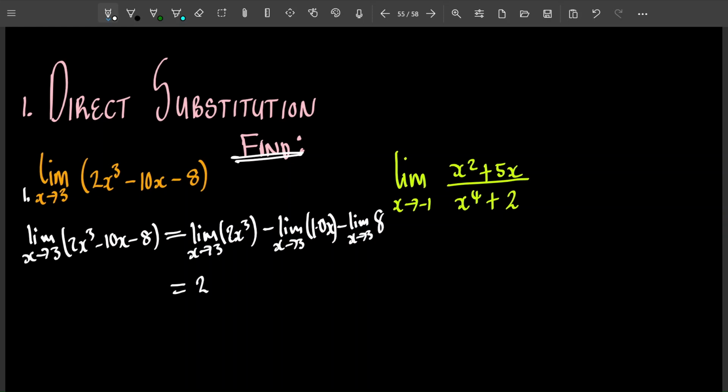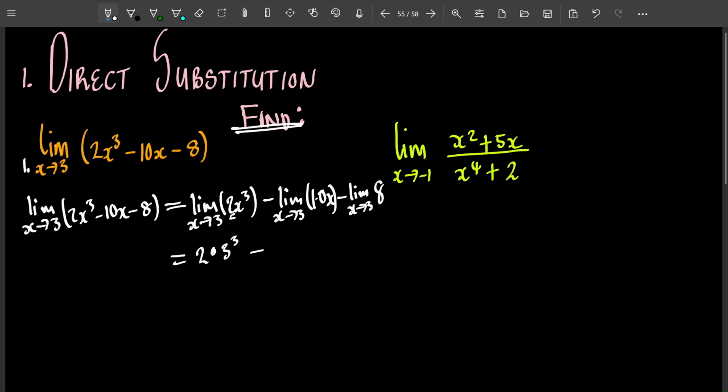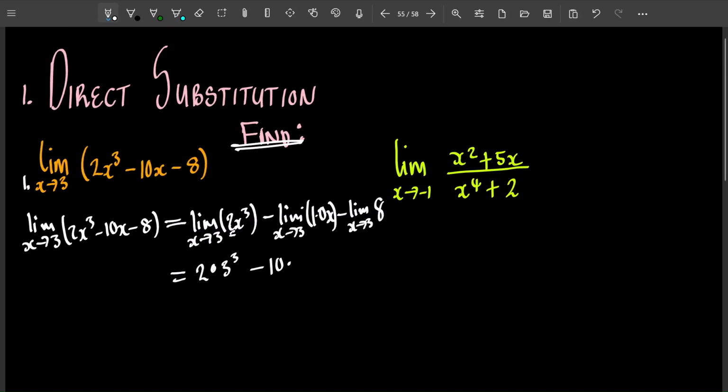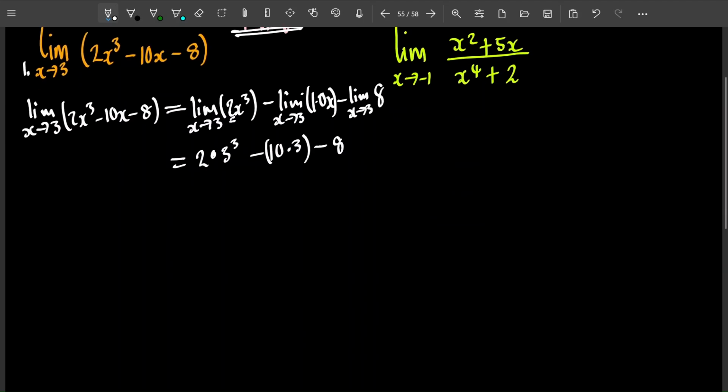So it's going to be this 2 times, instead of x, we have 3 cubed. Then minus, in here we have minus 10x, so I'm going to feed this 3 where there is x. Wherever there is x, I just feed the number. So it will be minus 10 by 3, okay? Minus the answer of 10 times 3, and then minus the limit as x approaches 3 of a number. The limit of a number is the number, so it is minus 8.